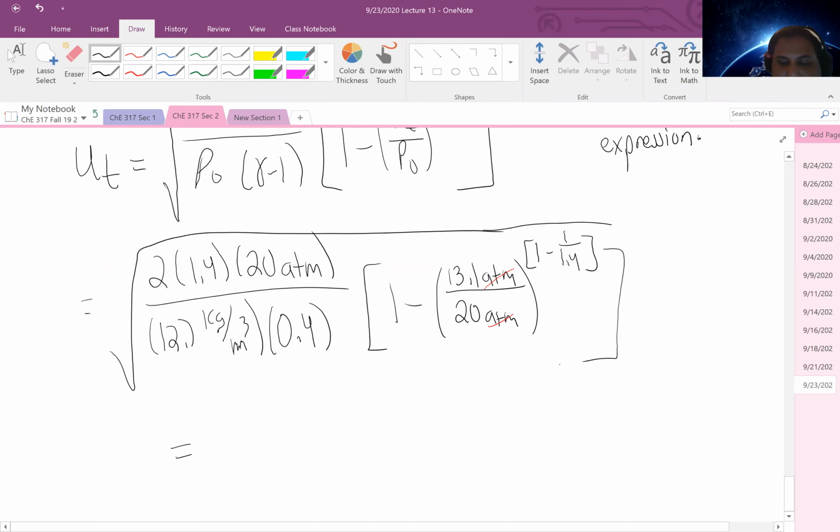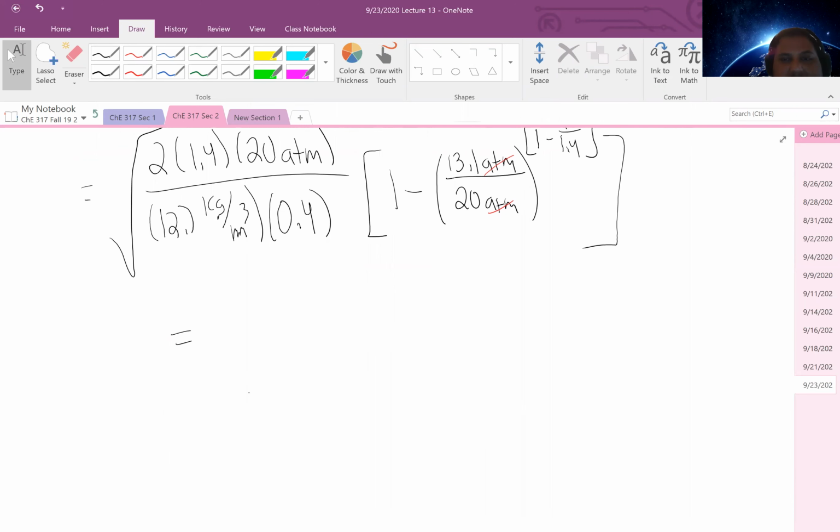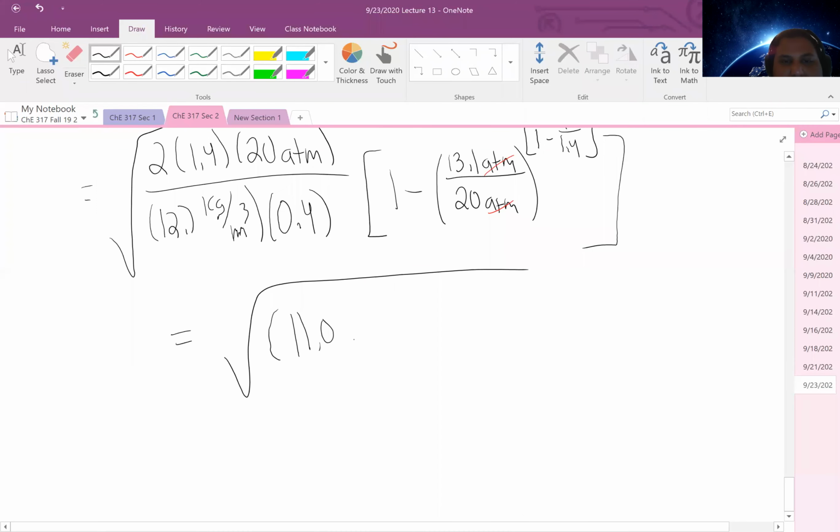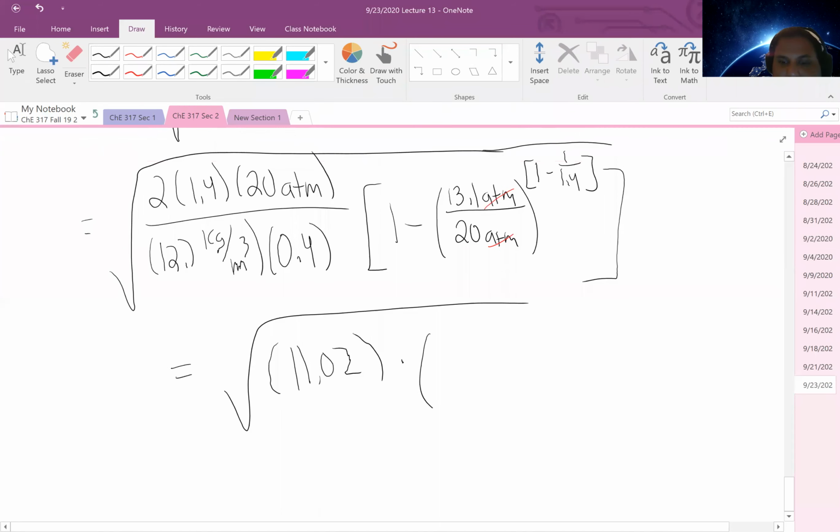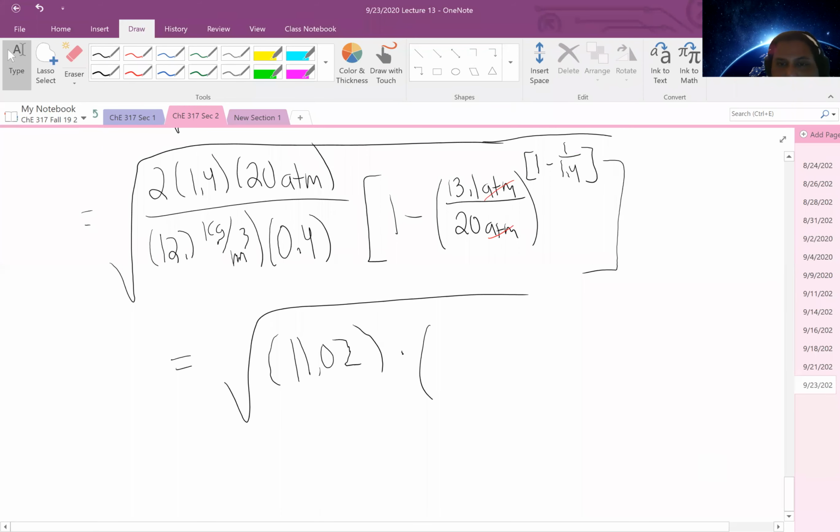So I'm getting a square root of 11.02 times, let's see if I can do this next step. 0.886.